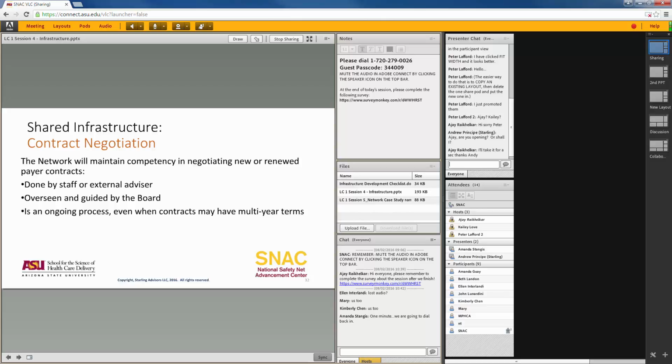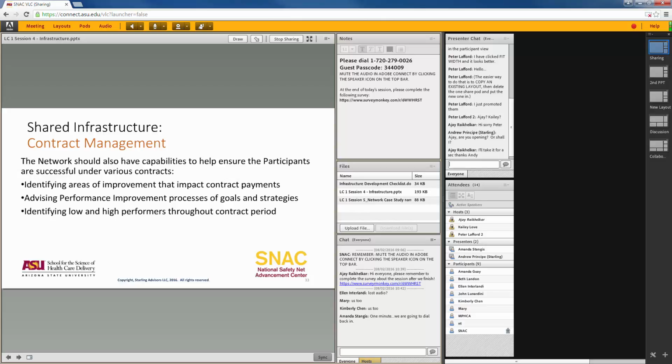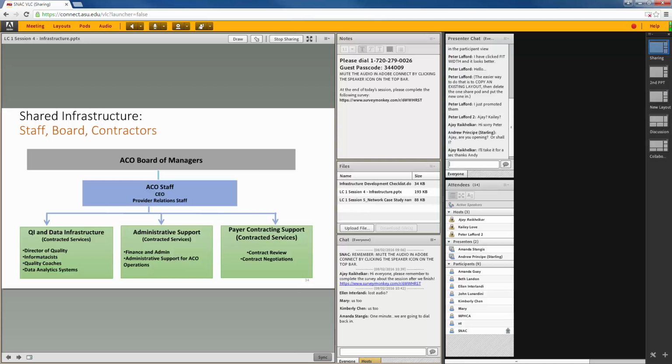internal knowledge about the process and how to execute the process. Managing of the contract is the process of understanding the contractual terms, the pay-for-performance terms, the shared savings terms, whatever they might be, and then advising both the network board as well as each participating organization how to maximize the value of those contracts. Here's an example of a very common network configuration where a small staff reports to a board.